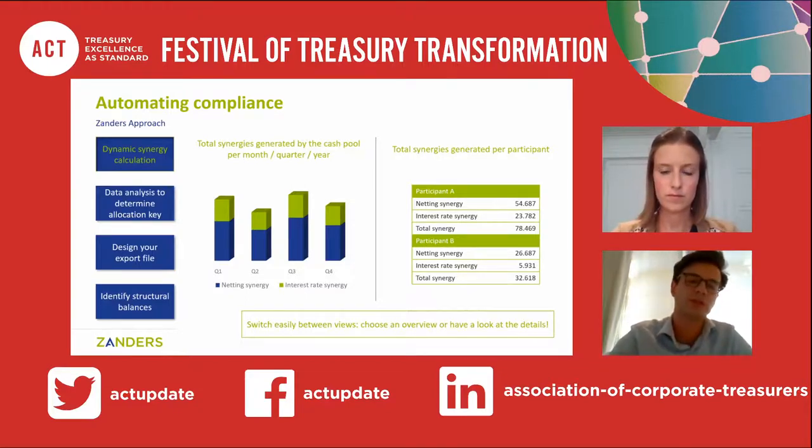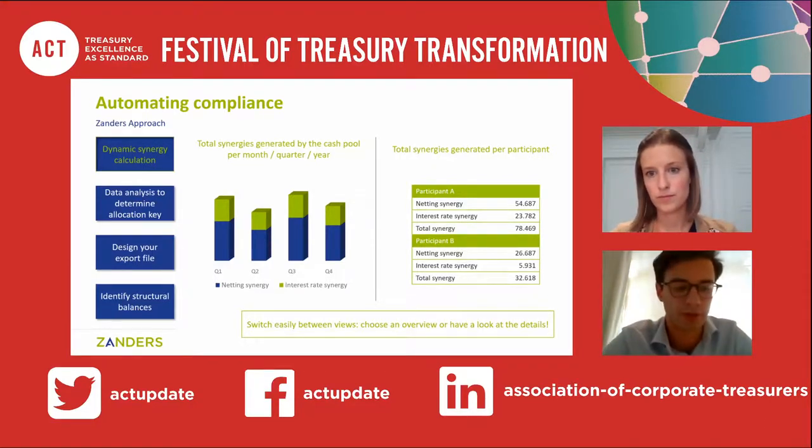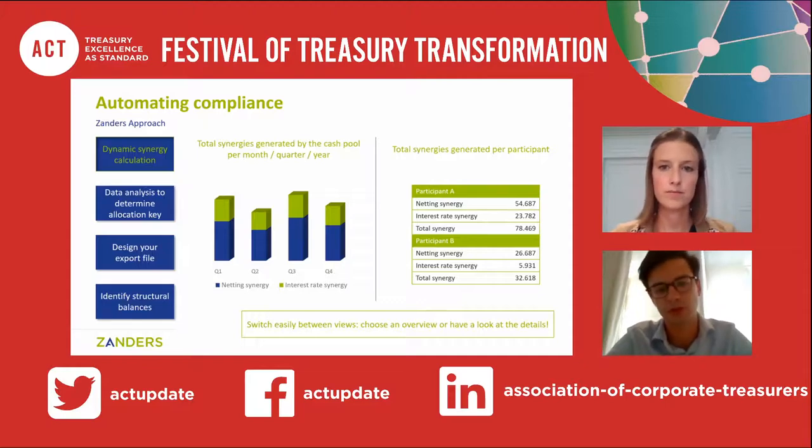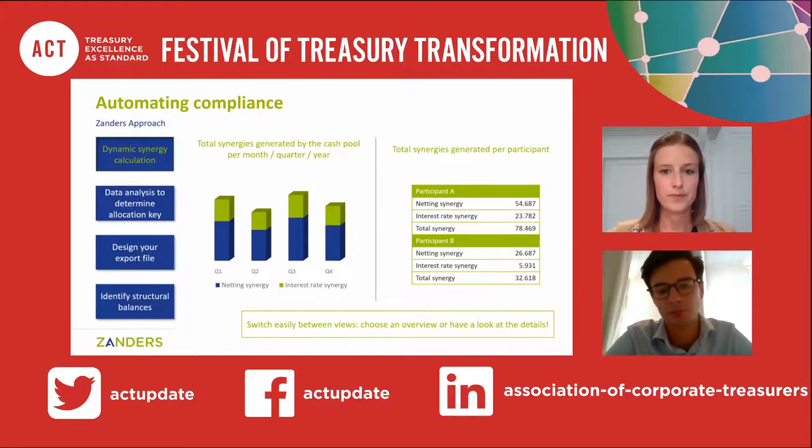When determining the allocation key to allocate the cash pool synergy towards the different participants, it's also good to have increased knowledge on the cash pool. So if you see on the slide at the moment, you see a graph that gives the credit rating and balances per participant in the pool.